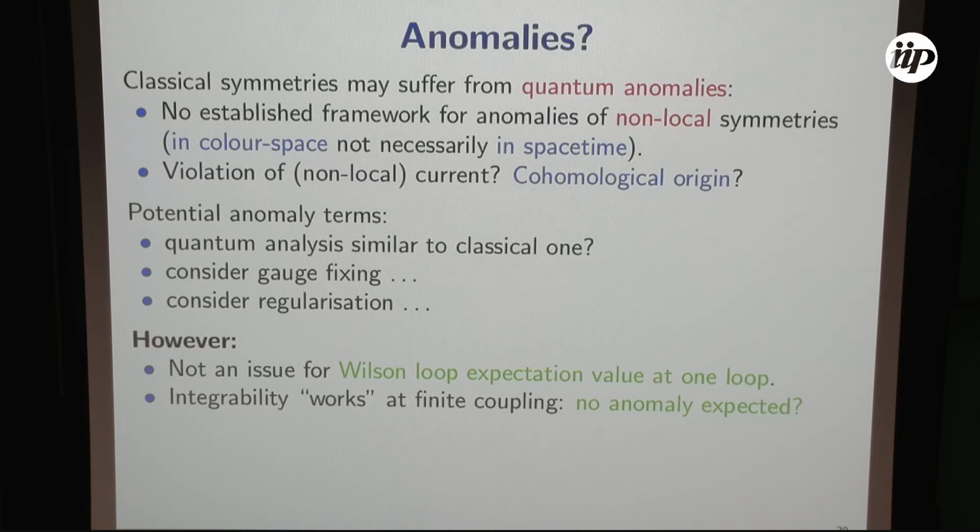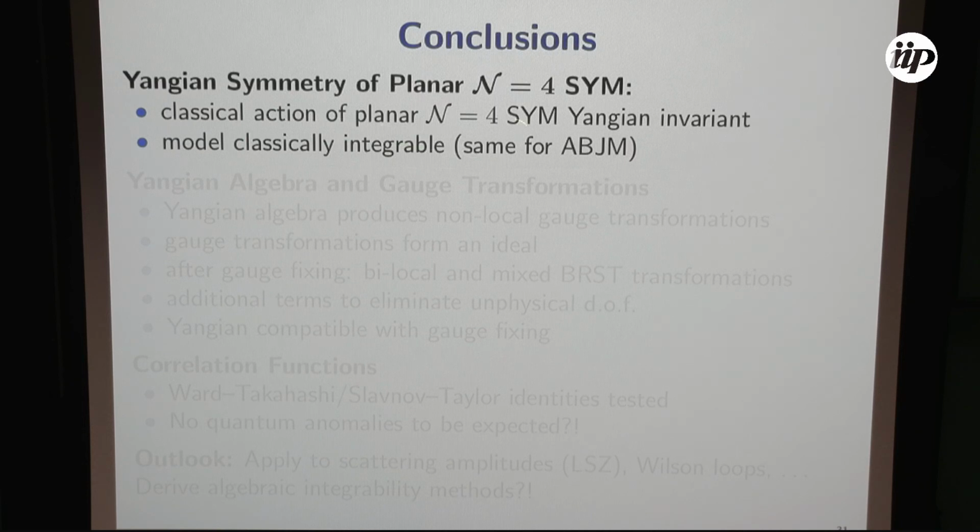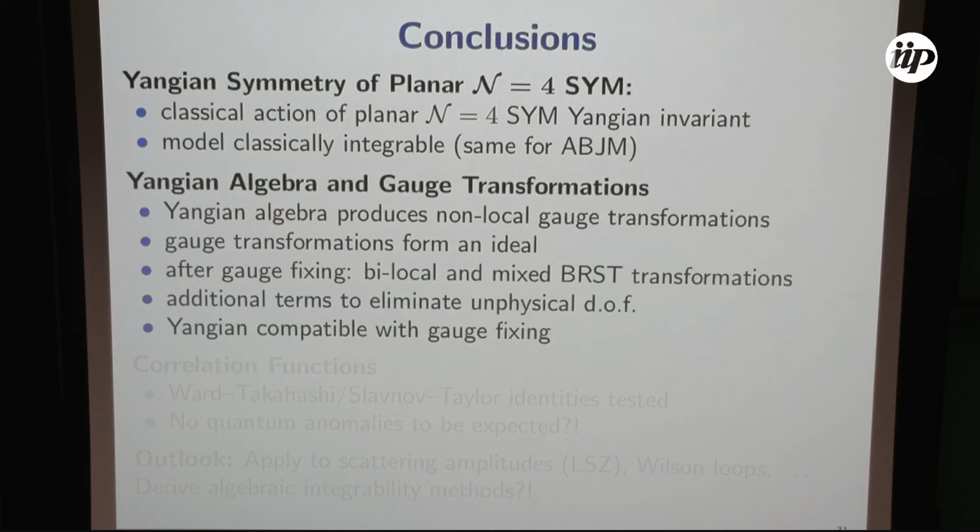Our belief is that there will be no anomalies because this integrability of n equals 4 super Yang-Mills does not only work classically, it works at the one loop level, it works at higher loops. And the Wilson loop expectation value works at one loop. So perhaps there's no anomaly to be expected. But of course this should be done carefully if you want to make a proof. So what I've shown you in this talk is that you have Yangian symmetry in planar n equals 4 super Yang-Mills for the classical action, and in that sense the model is classically integrable, and we have done the same analysis for n equals 6 Chern-Simons theory in 3 dimensions. So there are other models where this applies.